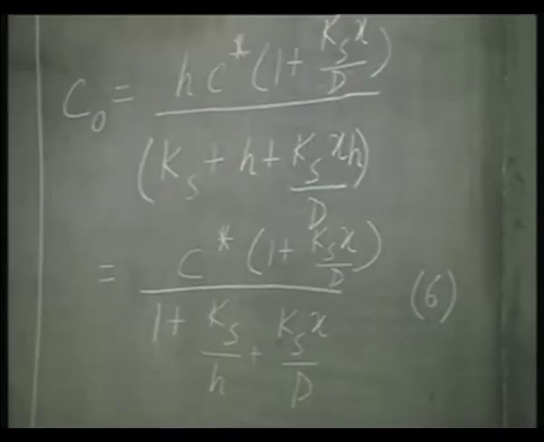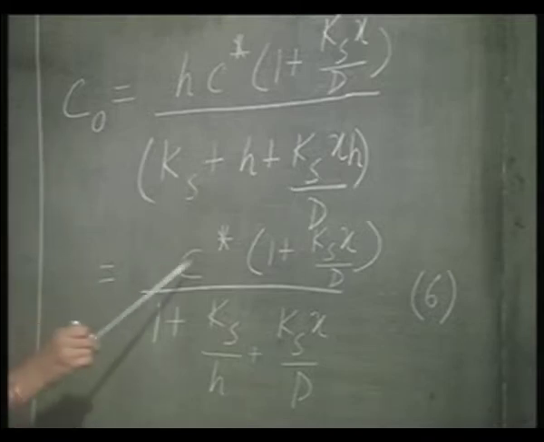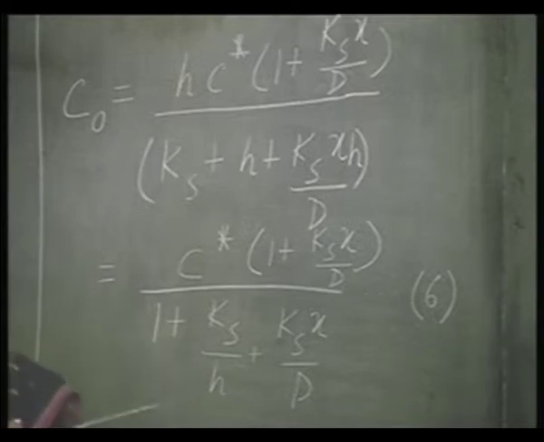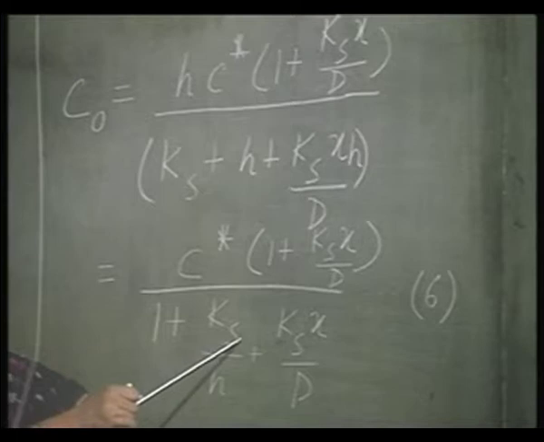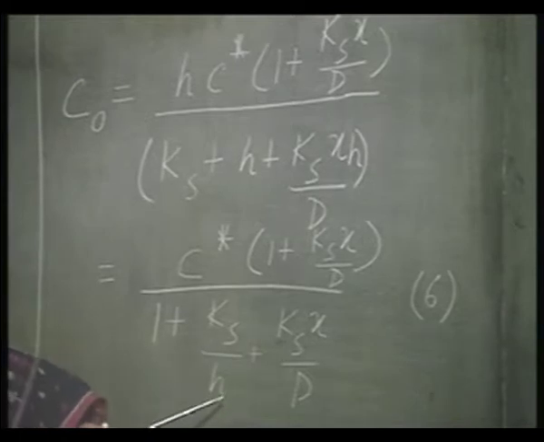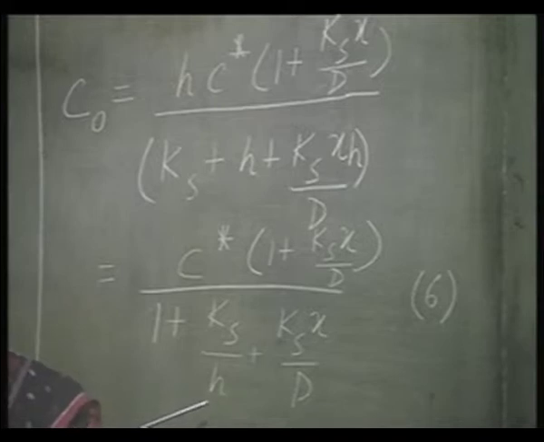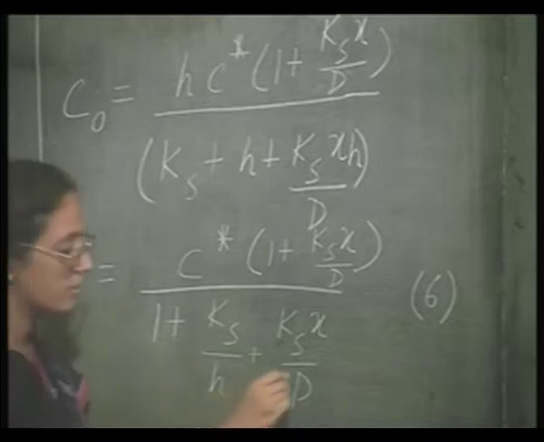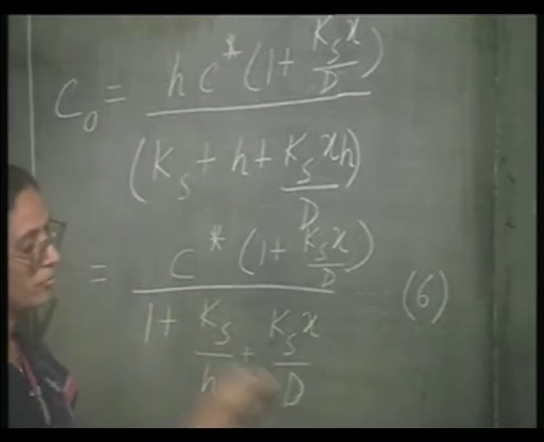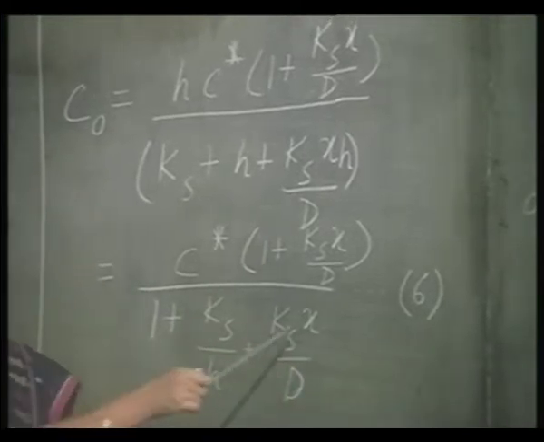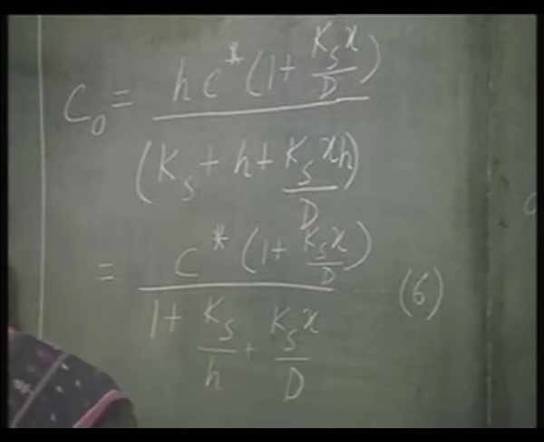Now, you see I have an expression for C naught in terms of the equilibrium concentration C star. All the others are constant. Ks is the reaction rate constant, H is that gas phase mass transfer coefficient and Henry's coefficient put together, and D is the diffusion coefficient, and X is the existing oxide layer thickness.